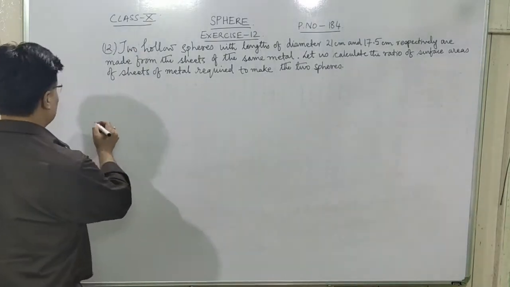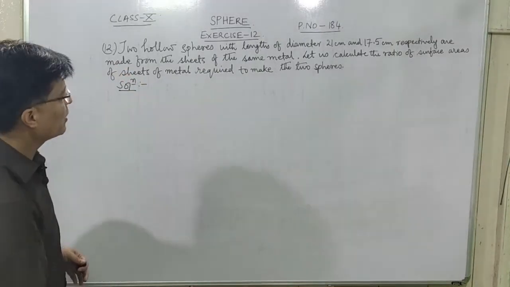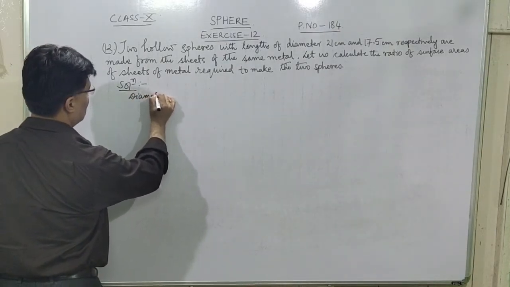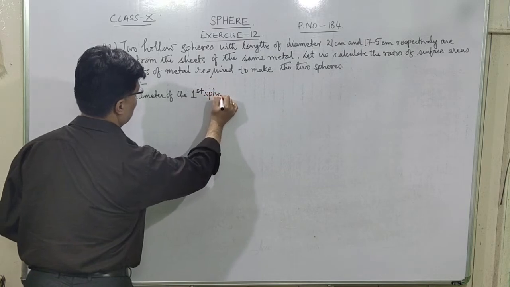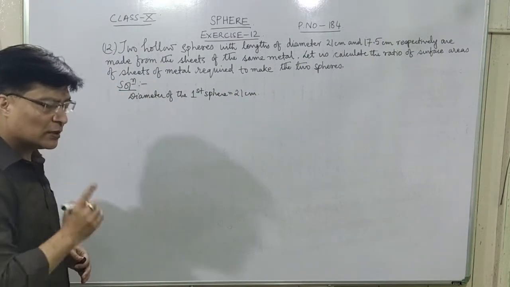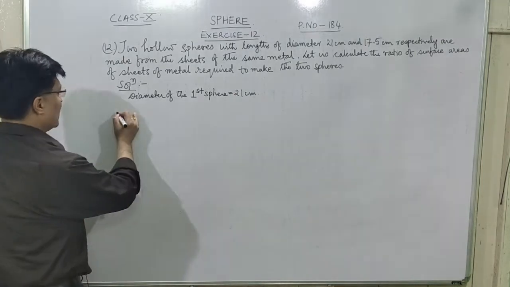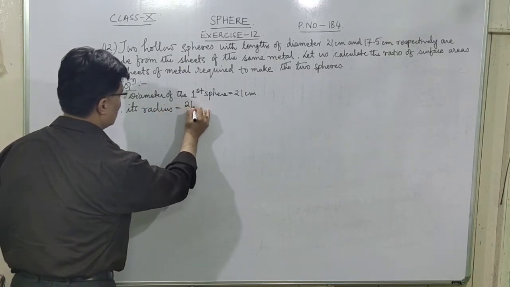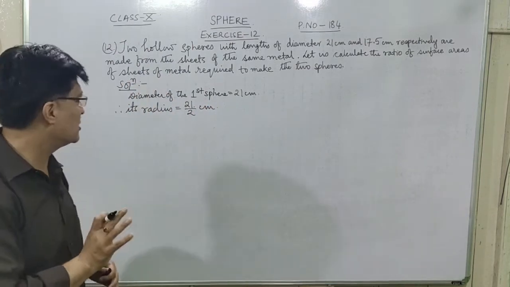So the solution is, now let's do the solution. What is the length of the diameter of the first hollow sphere? So let us write down diameter of the first sphere. It is 21 centimeter. Okay, so you have to find out the radius in order to get the surface area of the sphere, right? So let us get its radius. So its radius is equal to 21 upon 2 centimeter. So let us keep it as it is, right? So this is 21 by 2 centimeter.